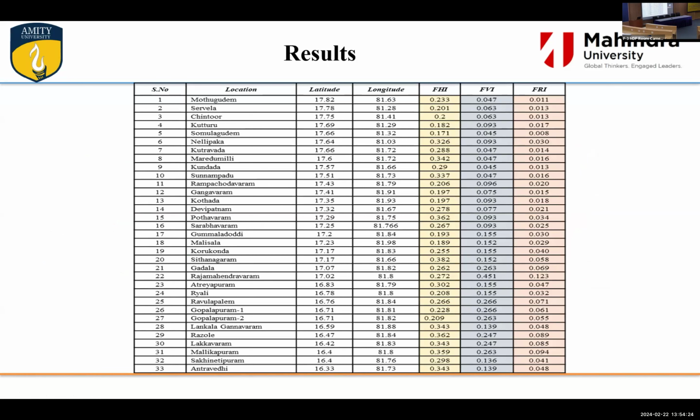Coming to the results, for all the 33 locations, the flood hazard index and flood vulnerability index are individually calculated based on the GIS software and the AHP methodology. Once these FHI and FVI are calculated, as we all know, when FHI and FVI are multiplied, they give the risk. So the product of FHI and FVI gives us the flood risk index. This is the manual calculation.